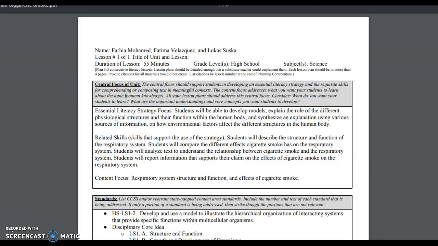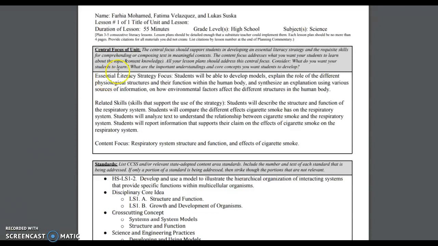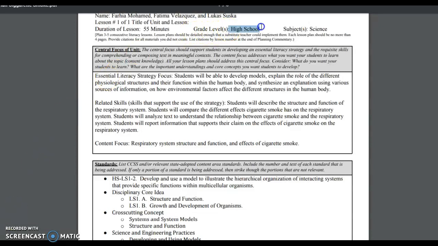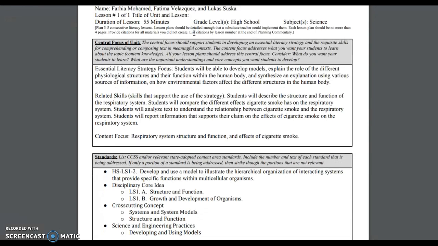Hi. So we did our lesson plan on the effects of smoking on the respiratory system, and we said that it was for high school. We weren't able to determine which grade level, but we're thinking maybe like a bio or anatomy class.